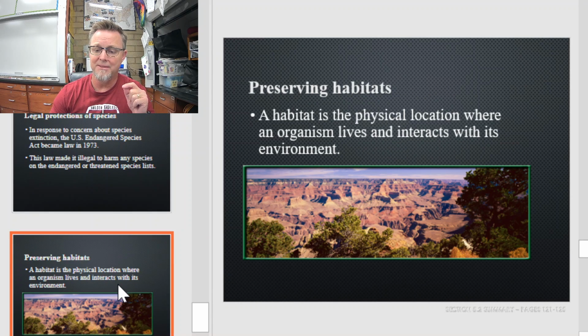Moreover, probably the best thing that we can do, going back to available resources, is simply preserve habitat. Sometimes we think we have to get in there and manipulate, interact with these organisms in such a way as to control their every move. Realistically, sometimes we just need to get out of the way. And how do we get out of the way? We preserve the physical location where an organism lives and interacts with its environment, and we let it live, right?